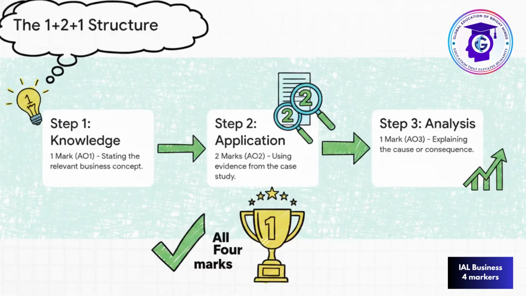So here's what that actually means. You get 1 mark for your knowledge, which is basically stating the concept. Then, and this is so important, you get a whole 2 marks for application, for using evidence from the case study. And finally, you get 1 last mark for analysis, which is just explaining the consequence. If you nail these 3 steps, you've got all 4 marks in the bag.